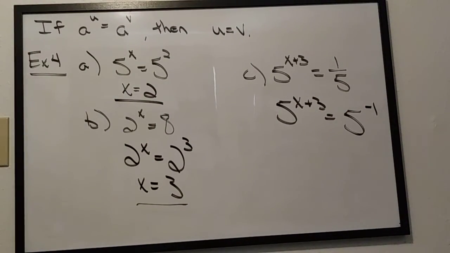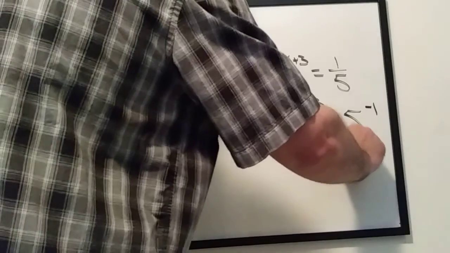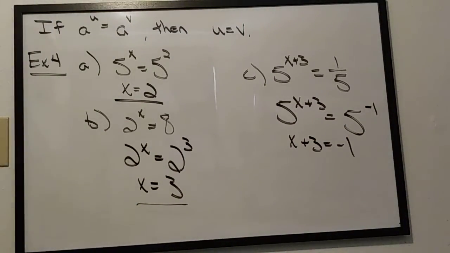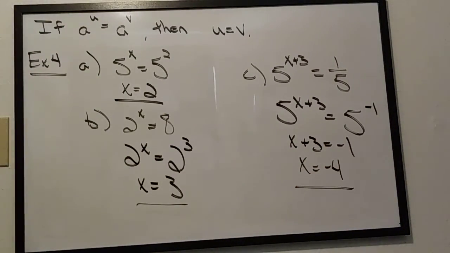So now that I know that, I have the same base on the left-hand side and the right-hand side. And because of that, I can use my property from up above. So 5 to a power equals 5 to a power. The only way that that can happen is if the exponent on the left-hand side is equal to the exponent on the right-hand side. That's a linear equation, and I can solve that linear equation. So to get the x completely alone, I need to subtract 3 from both sides. That means x has to equal -4. So the solution for our 3rd equation is x equals -4.